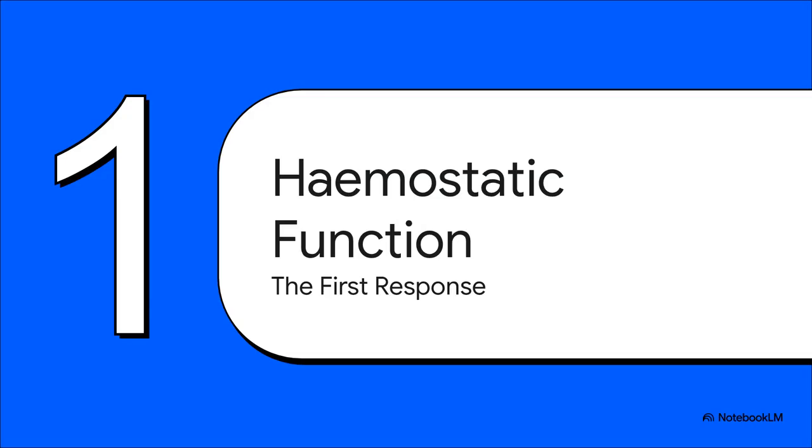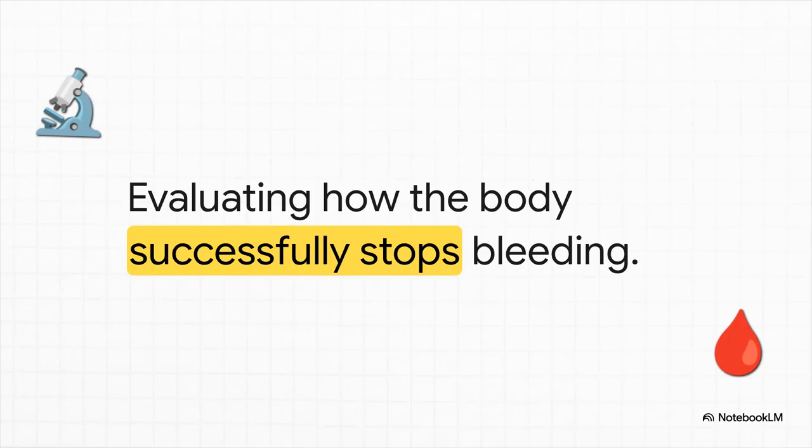Starting right off with Section 1, investigating our hemostatic function, the first response. So the term hemostatic function is basically our starting line. Hemo refers to blood, and stasis just means to halt or stop. Put them together, and we are evaluating how the body successfully stops bleeding.